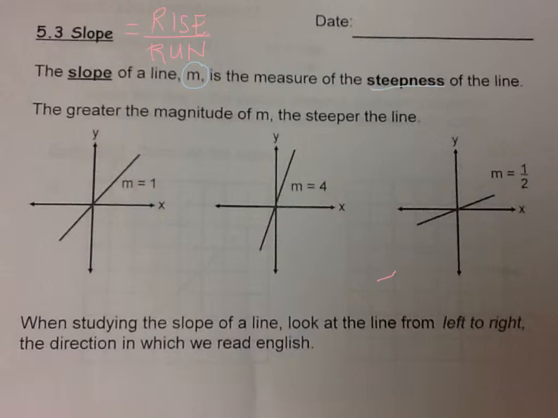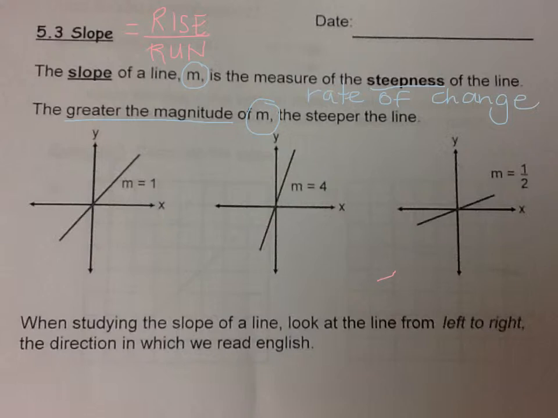Today in class, we also said that slope could be described as the rate of change of the line or of a particular situation when two variables are compared. We said that the bigger the value of m, that's what the greater the magnitude means, so the bigger the value of the slope, the steeper the line's going to be.